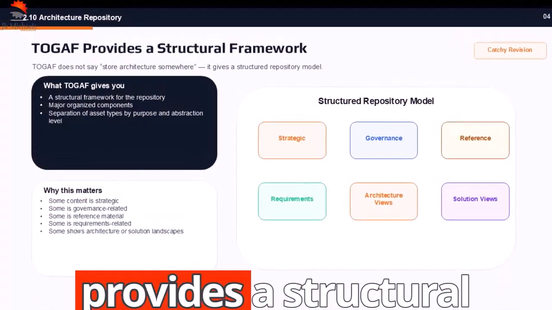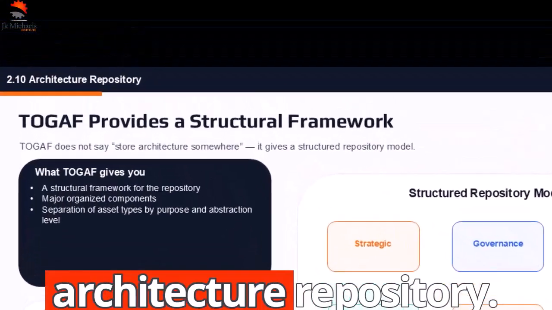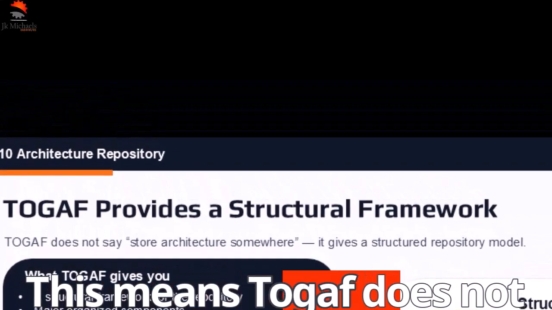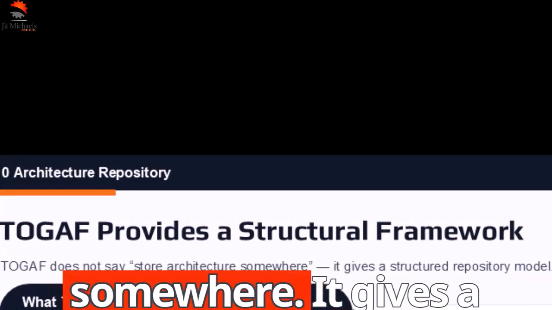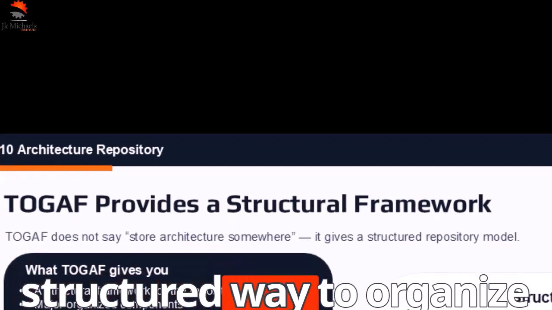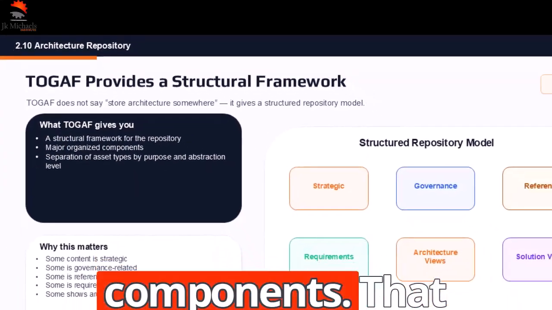The TOGAF standard provides a structural framework for the architecture repository. This means TOGAF does not just say, store architecture somewhere. It gives a structured way to organize the repository into major components.